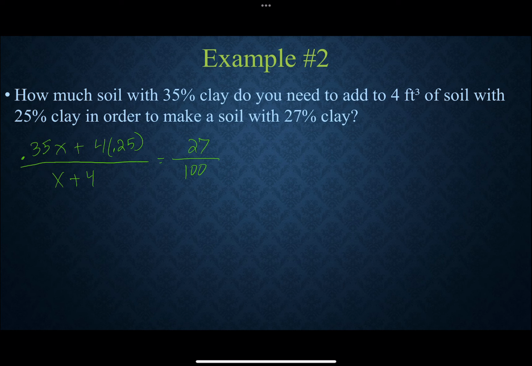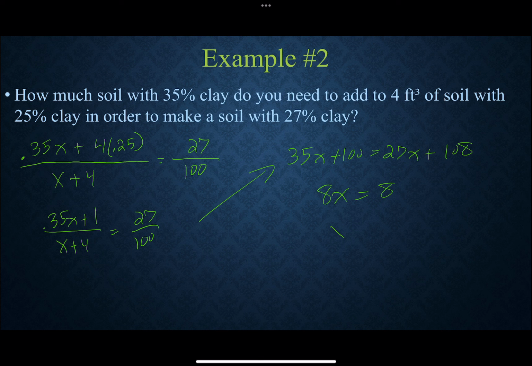So we go ahead and start solving this out. We have our 4 times the 0.25, which gives us 1. So we have 0.35x plus 1 over x plus 4 equals 27 over 100. We cross multiply. We're going to get 35x plus 100 equals 27x plus 108. Solving, we'll subtract 27x, get 8x. Subtract 100 to get 8. Divide and get 1. So there's going to be 1 cubic foot of soil for the 35% clay.